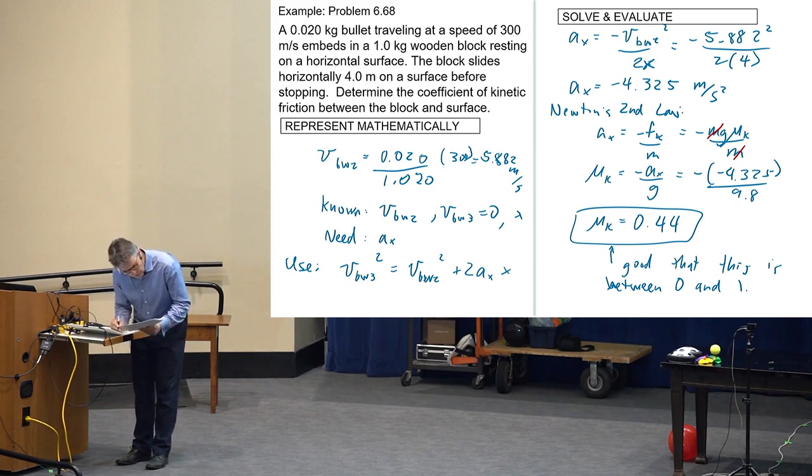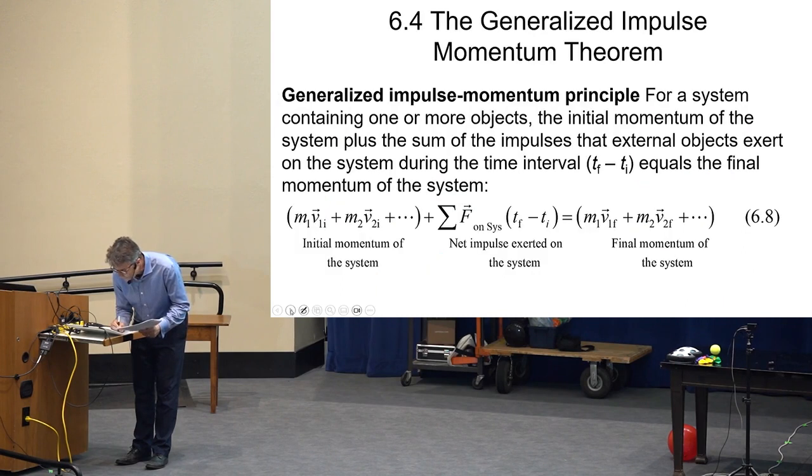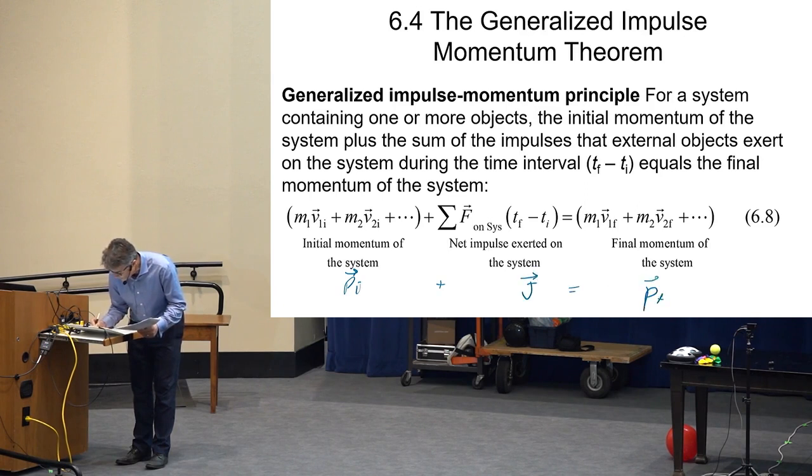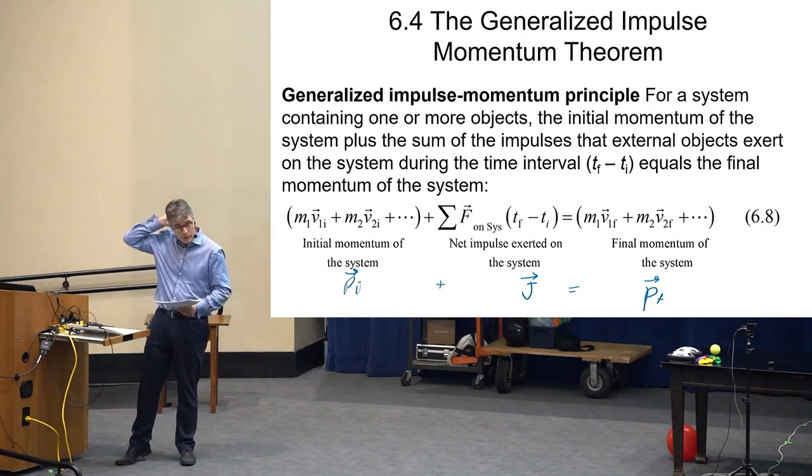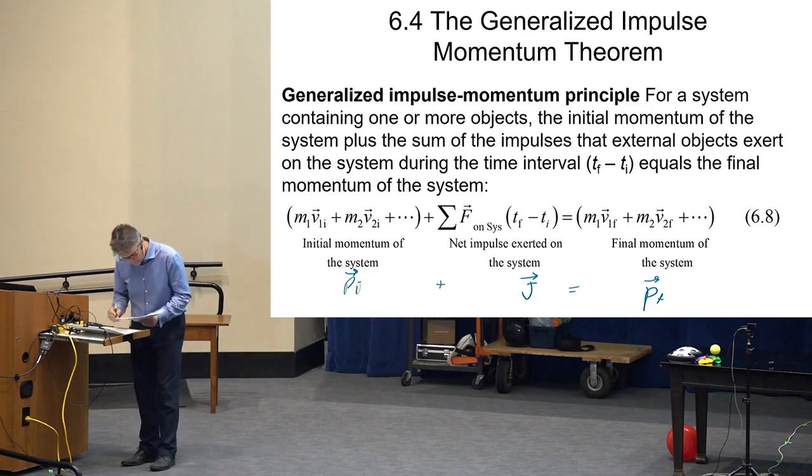Okay, let's do an example, again, of setting up these bar charts. A little more qualitative. So this is the generalized impulse momentum theorem. Initial momentum, which is a vector, plus J, the impulse, is a vector, equals the final momentum, which is a vector. And these are going to be the sums of the momenta of all the parts of the system.